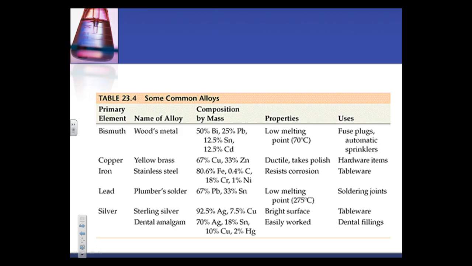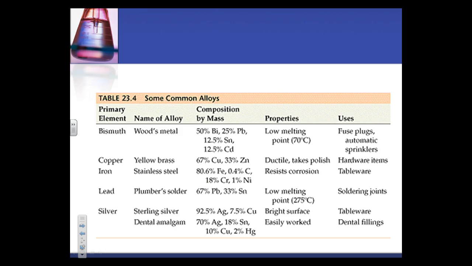Yellow brass is copper and zinc, like I said before. Stainless steel has its iron, and it's mixed with carbon and chromium and nickel. And it's really that chromium that's there on the surface that resists corrosion and makes that steel stainless. So used in tableware, like your forks and knives and stuff like that.